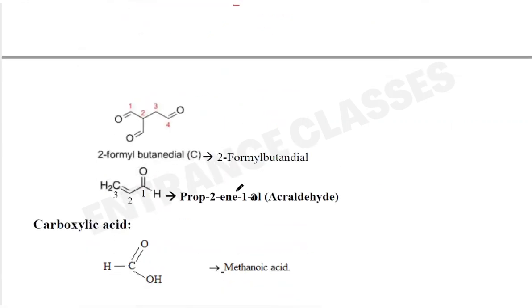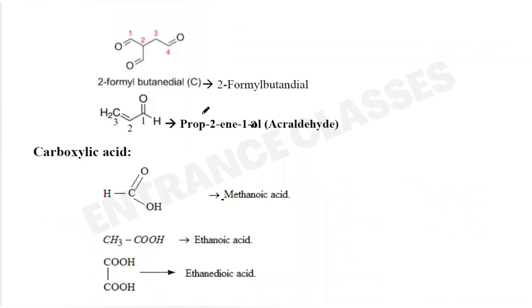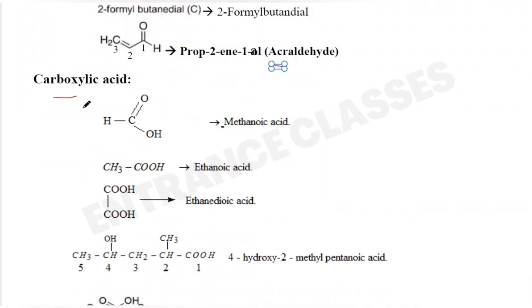Okay. Next here we see another aldehyde as a side group. Formyl is the prefix for aldehyde. So 2-formylbutane-1,4-diol, butanediol or 1,4-butanediol. 2-formylbutanediol. This is 1, 2, 3. Aldehyde gets more priority. The 2 position is linked with a double bond. Prop-2-en-1-al. This is acraldehyde actually. Acraldehyde. Prop-2-en-1-al. Now carboxylic acid.